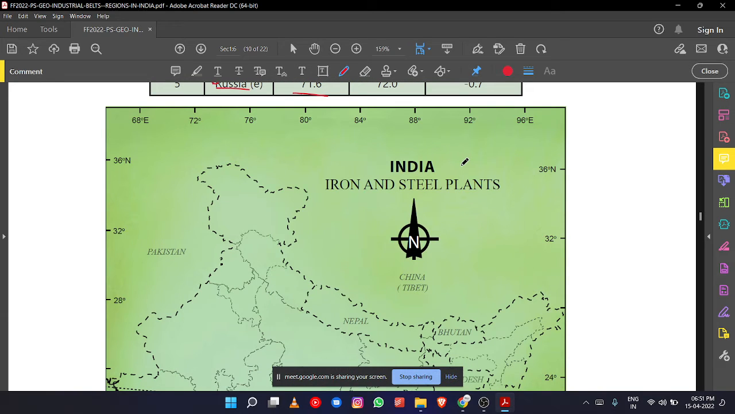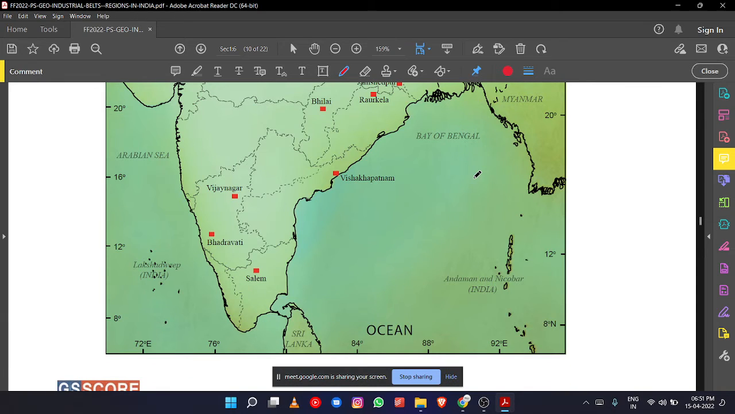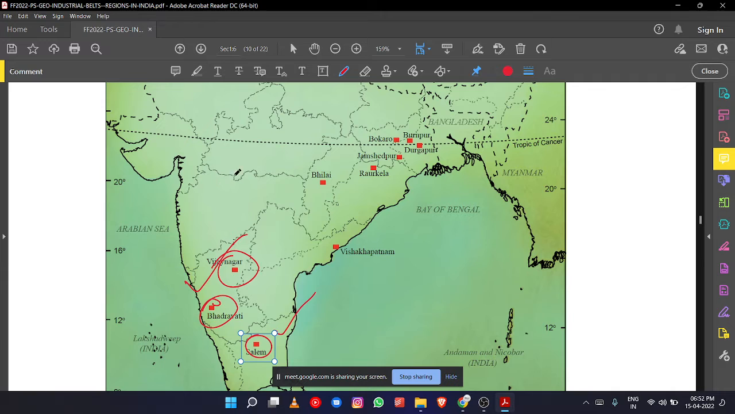If you see major iron and steel plants in India, you have to know a few locations. One is Salem, very famous in Tamil Nadu. Bhadravati, Vijayanagar in Karnataka.